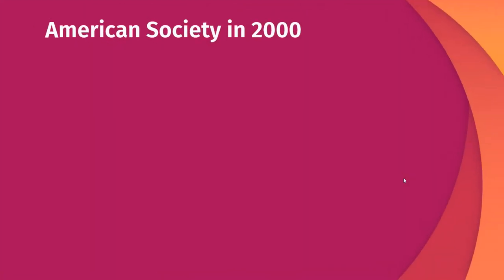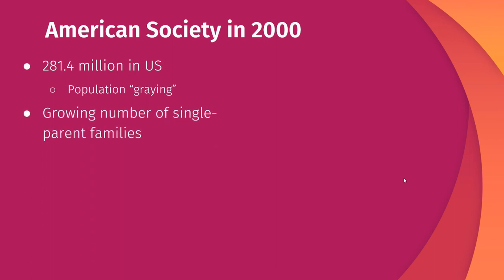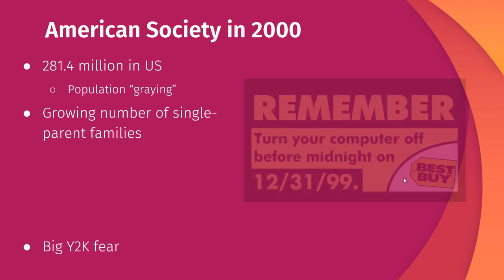So moving beyond that a little bit and just taking a look at American society in the 2000s here, America in 2000 is roughly 280 million people. It's far surpassed that now. I think it's somewhere around 340 million people, something like that. But what we've seen is that by the time we get into the 2000s, the population is really graying. It's aging. And the United States is continuing this today as the baby boomers are retiring. We also see a growing number of single parent families. This is another trend throughout the 2000s.